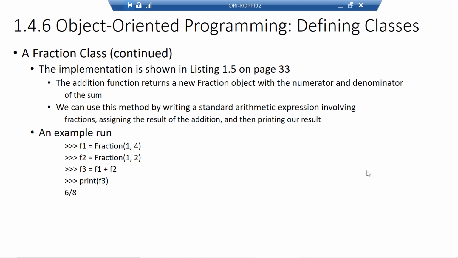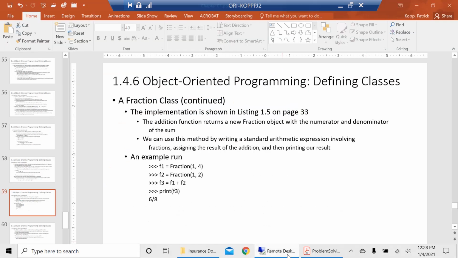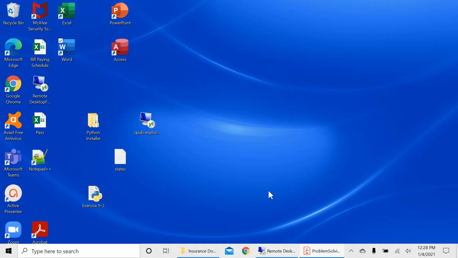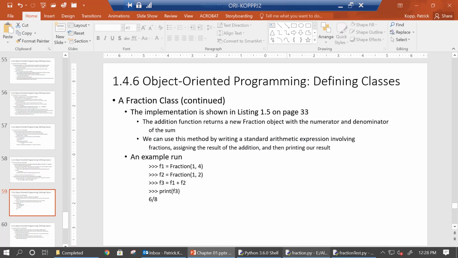The implementation is shown in listing 1.5 on page 33. The addition function returns a new fraction object with the numerator and denominator of the sum. We can use this method by writing a standard arithmetic expression involving fractions, assigning the result of the addition, and then printing our result. So let's put this into our program here.